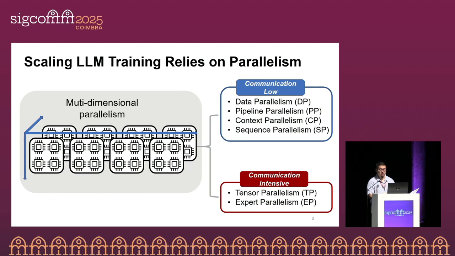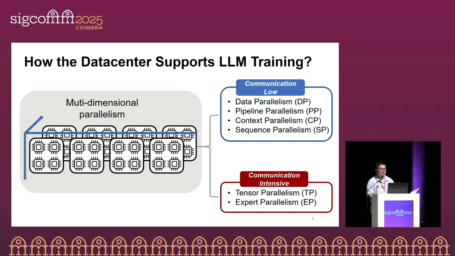We divide them into 2 groups based on their communication volume. Data parallelism and pipeline parallelism are communication low. Tensor parallelism and expert parallelism are communication intensive, often an order of magnitude higher. So, how does the data center support LLM training with these 2 groups?